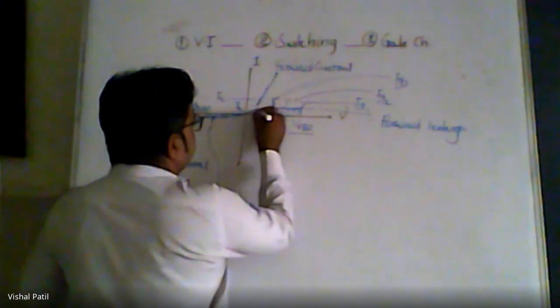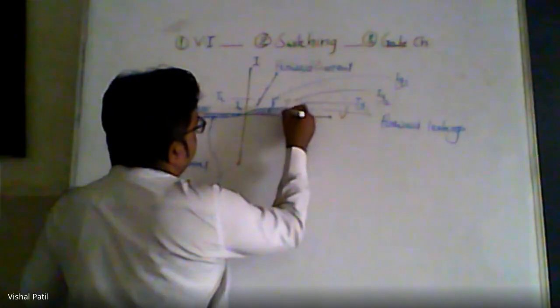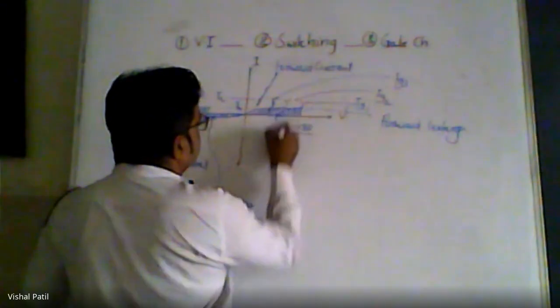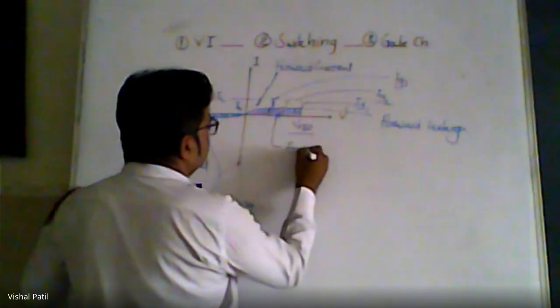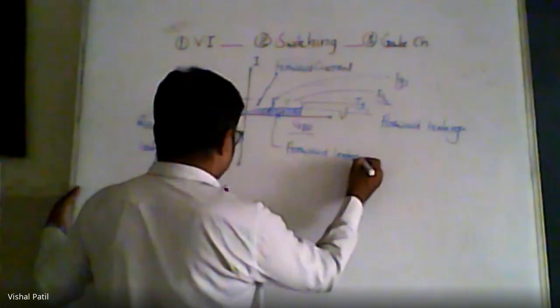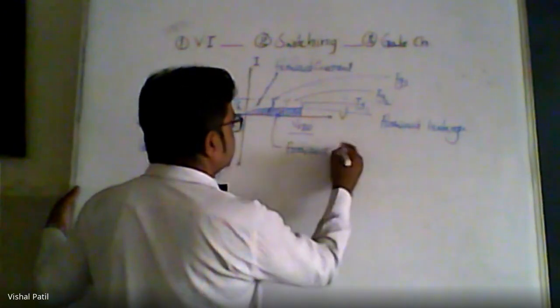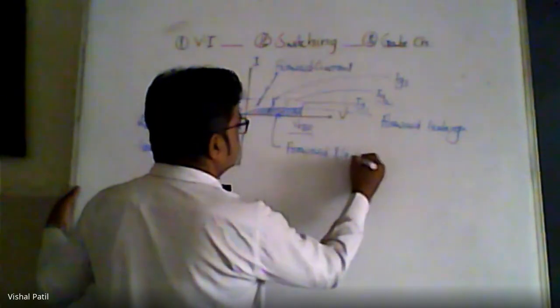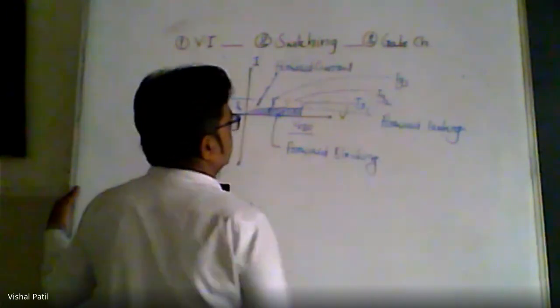This region in the first quadrant, which I am shading now, with forward leakage, is the forward blocking region. Forward blocking region. Okay.